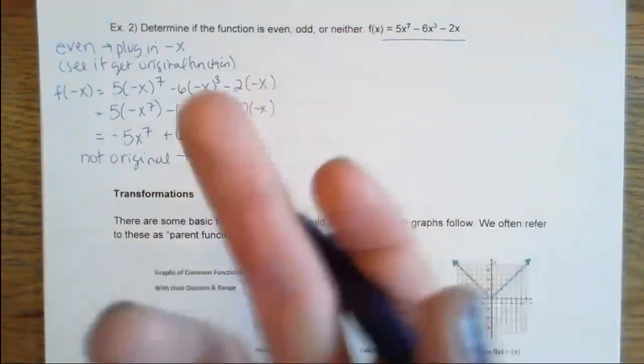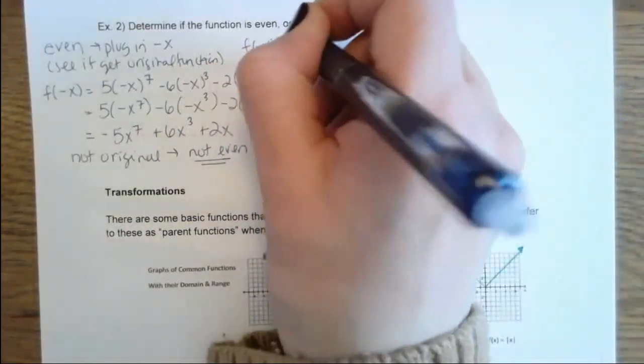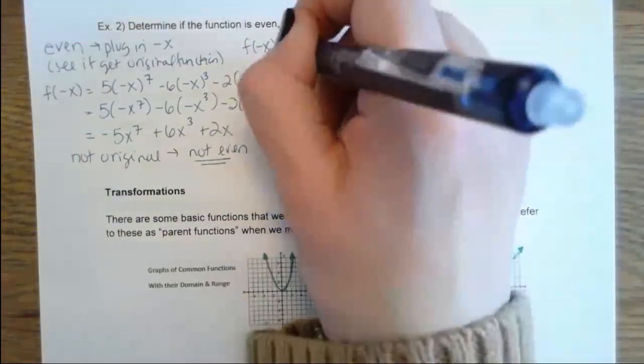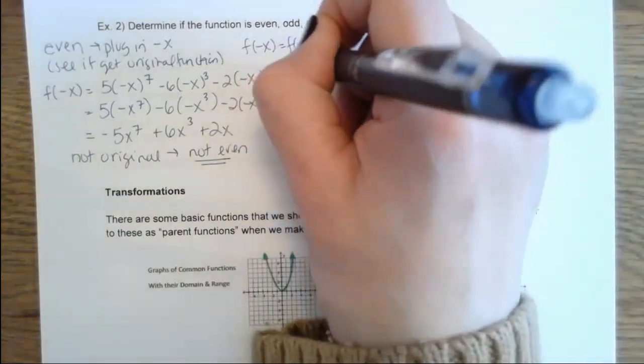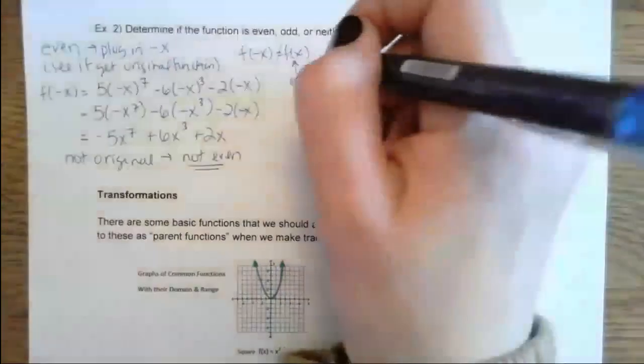The notation for even functions looks like this. So we're checking to see if when we plug in negative x, we get the original. So this is what they're referring to in that notation as the original. So in this case, this is not happening here. So this is not an even function.